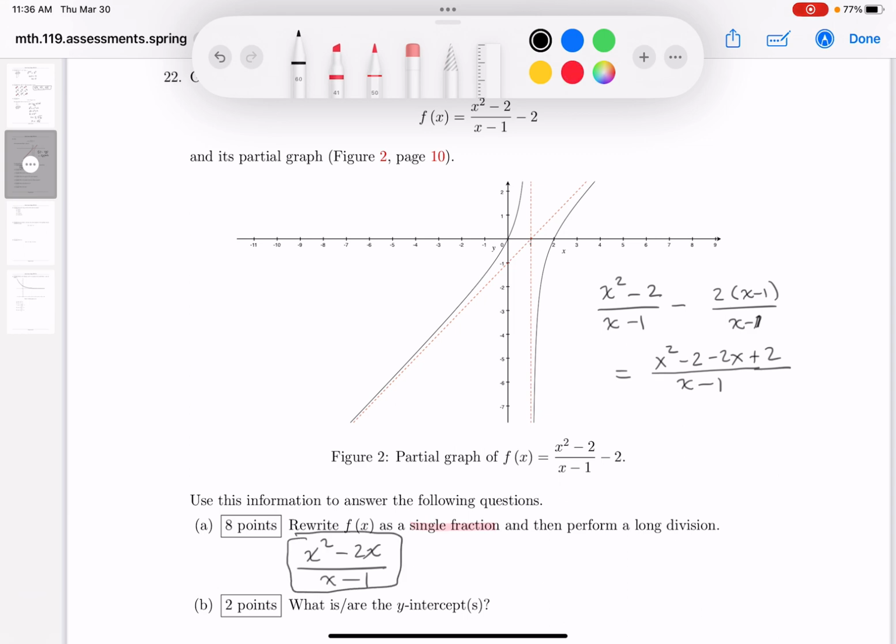Let's go to the next part. Perform the long division now. So let me write that down for you. The long division, it's x minus 1, I'm going to be dividing that into x squared minus 2x.